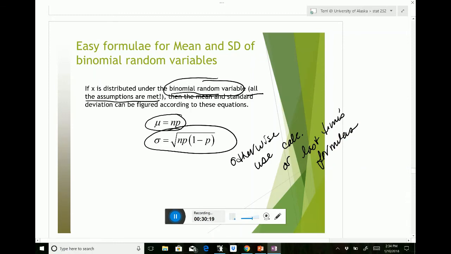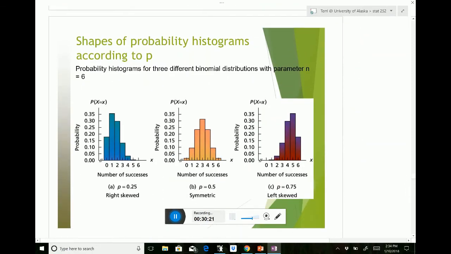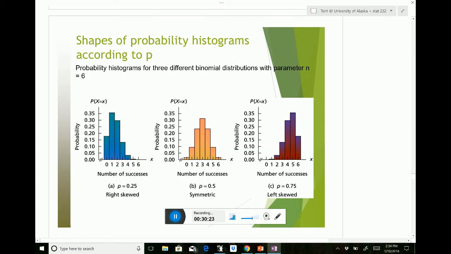Okay, so now I talked a little bit about the shapes of the histograms. You'll notice that the 0.38 was slightly right skewed. Well, look what happens when p is 0.25. This is all with n equals 6. Look, 1 and 2 are very, very likely, because there's only a 25% chance of success. So having 1 or 2 is a lot more likely than having 5 or 6. 6 was so small it doesn't even show up. So this is right skewed.